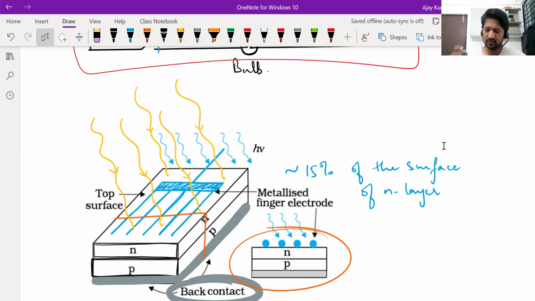Okay. That is why the contact, the terminal, matters. You have to connect the solar cell to something, like a bulb or something. So you have to connect wires. So the contact on the N side should be like this, so that most of the surface is exposed. On the P side, it can be completely covered, it doesn't matter.